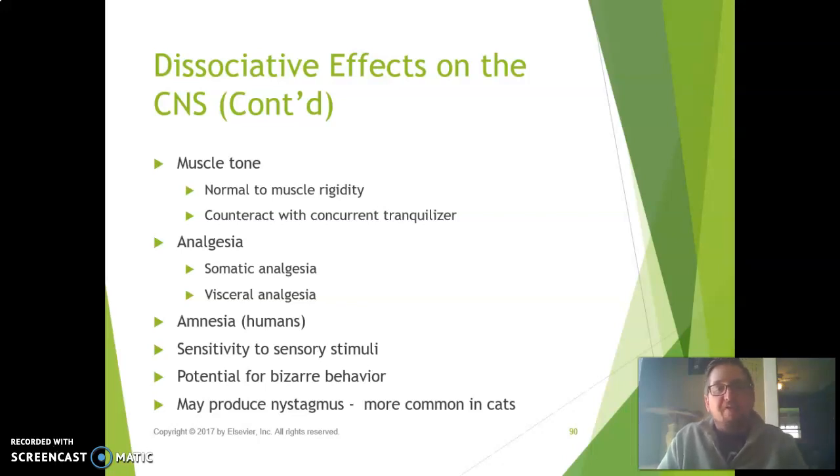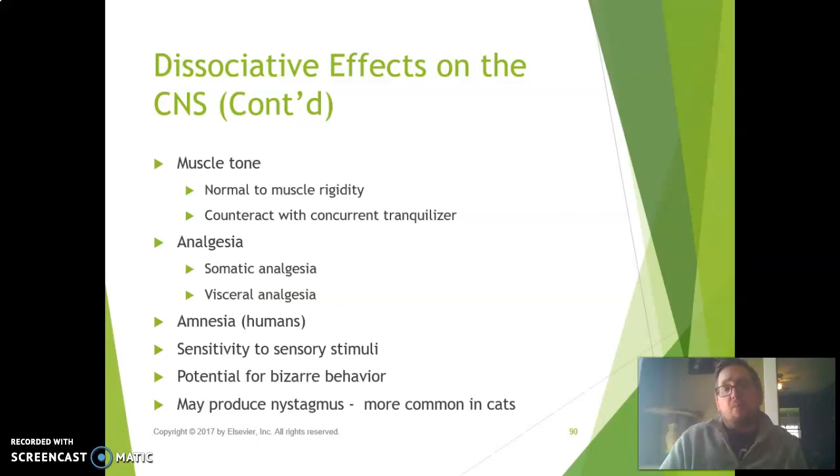Our animals can have sensitivity to sensory stimuli. This means that they can be wound up when they start to wake up by noises or even lights. Sometimes it's recommended that these animals are woken up in a dark room or with the front of their cages covered. That way they can't see or hear a lot of the stimuli that may be happening around them.